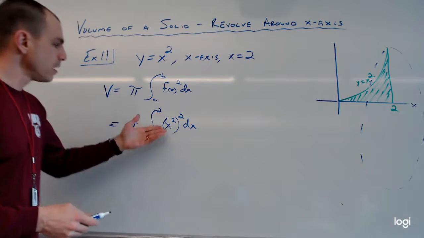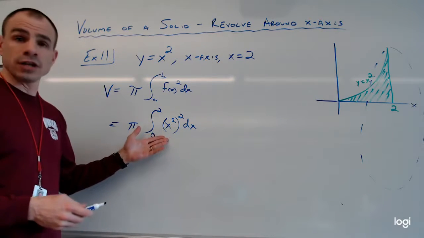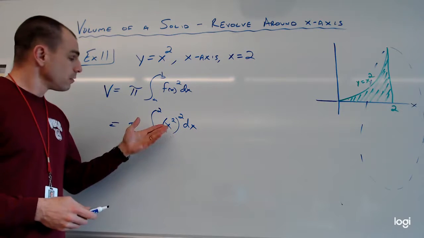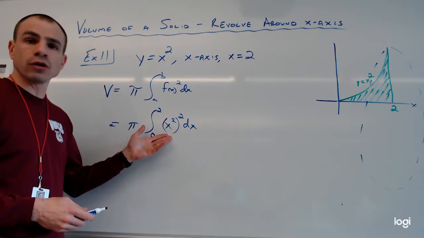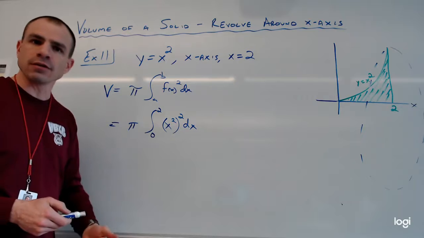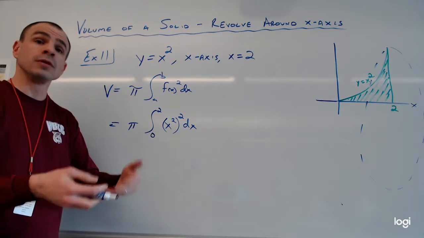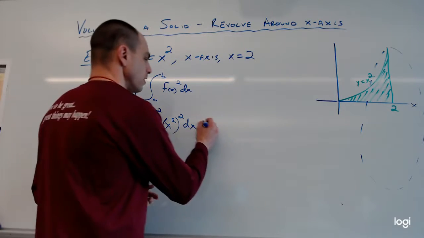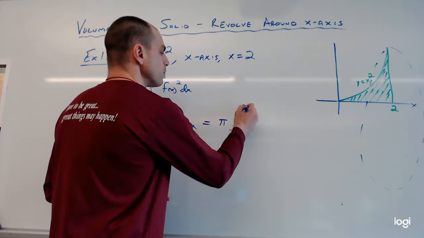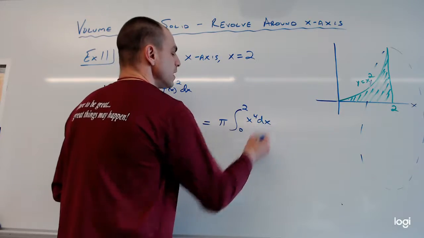So as we do that, we want to solve this definite integral. We want to use the fundamental theorem of calculus. We need to simplify this real quick in order to find our antiderivative. We have x squared being squared, which would be equal to x to the 4th. So we have pi times the integral from 0 to 2 of x to the 4th dx.